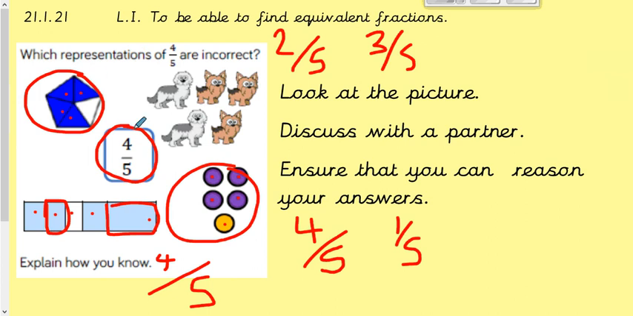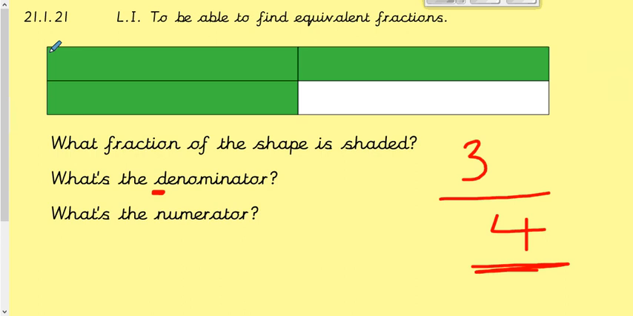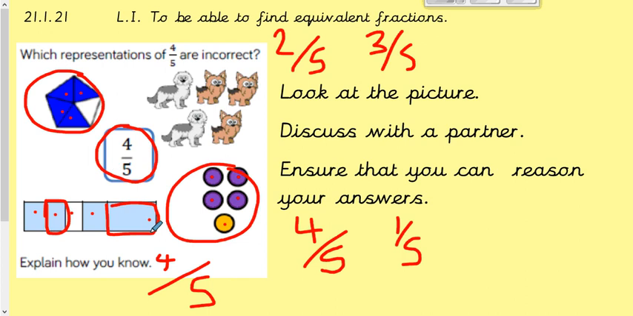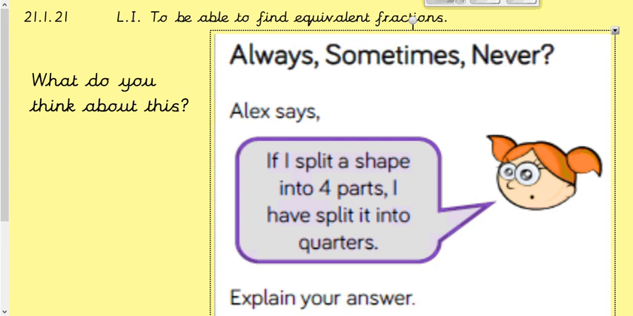Same with the one on this slide. Sorry, we had 4 boxes and they were all of equal shape. So the shapes always have to be equal, or else it's not a correct representation. Okay, just something to keep in mind. Let's have a look at this one then.